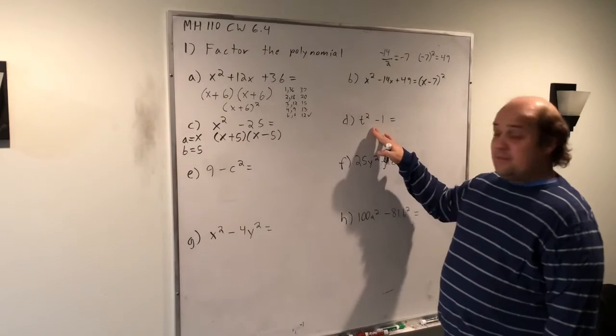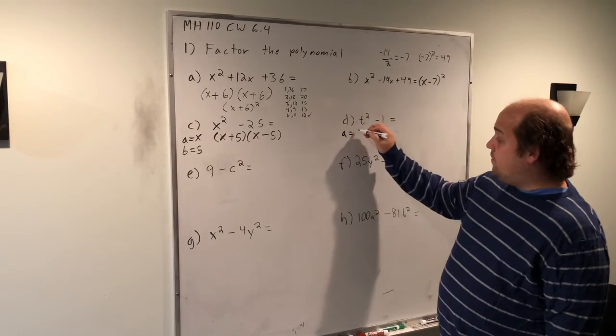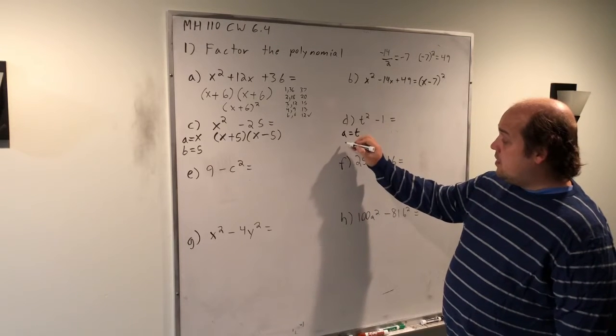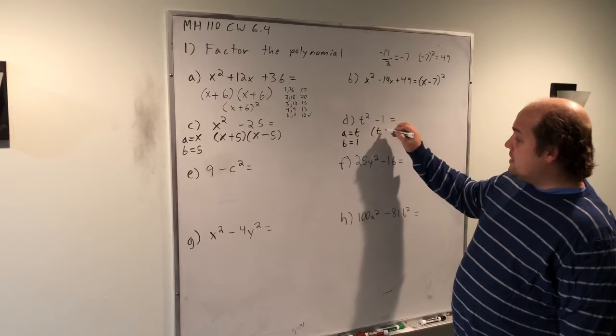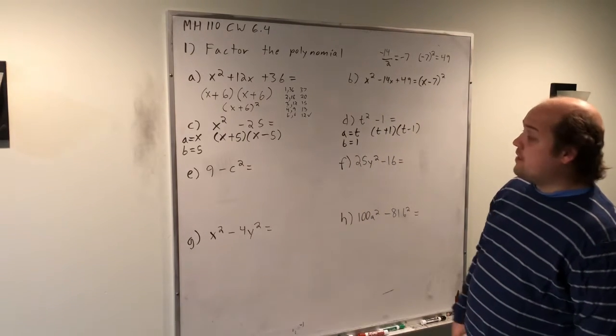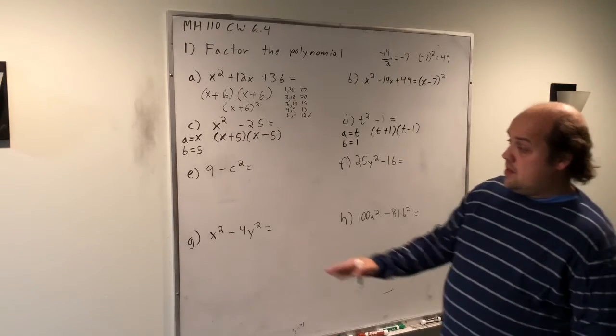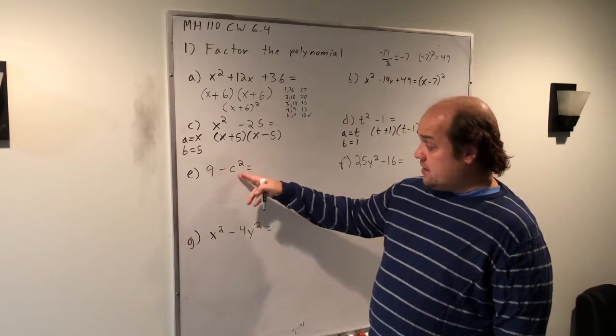For this problem D, identifying the same things, the thing being squared first is a t, the thing being squared second is a 1. So I can write this as t plus 1, t minus 1 when factoring that difference of squares. Again, in part E, we have a number that's a square minus another square.